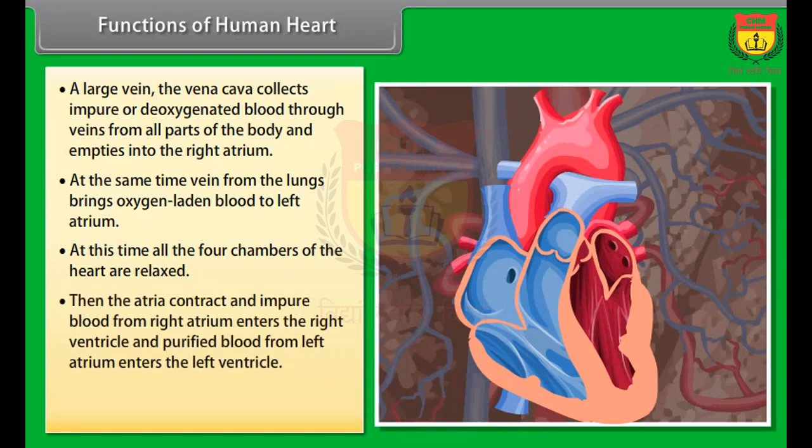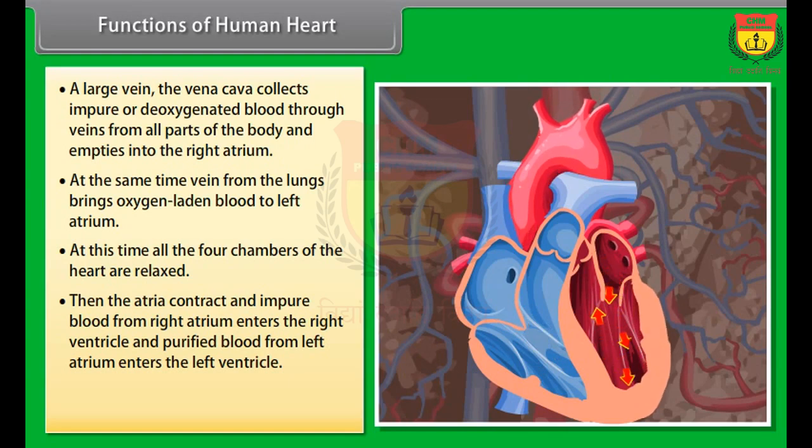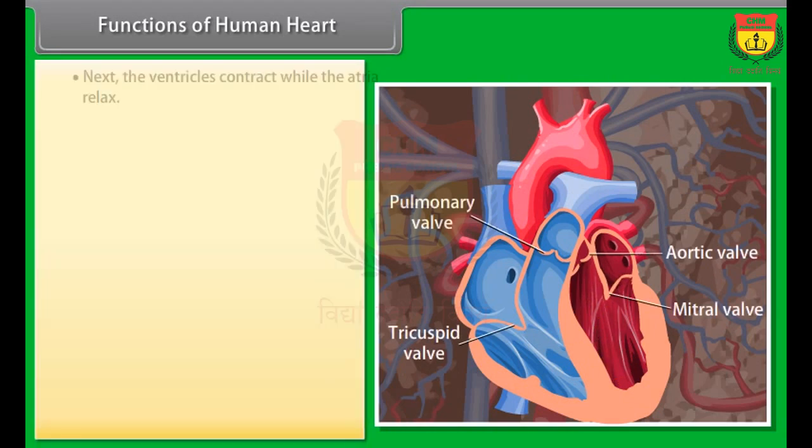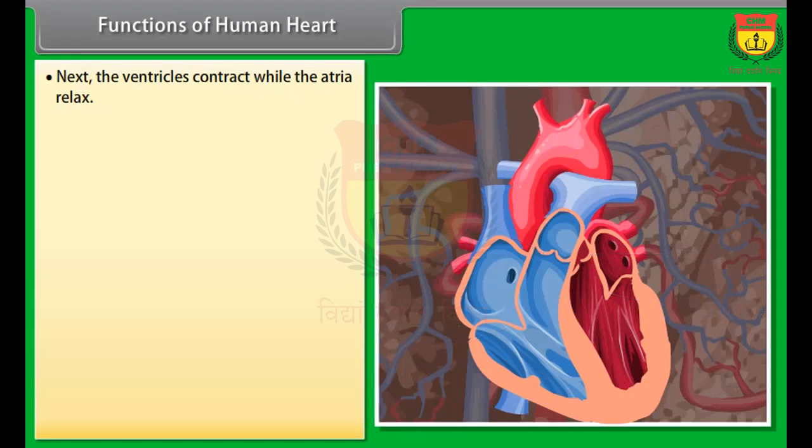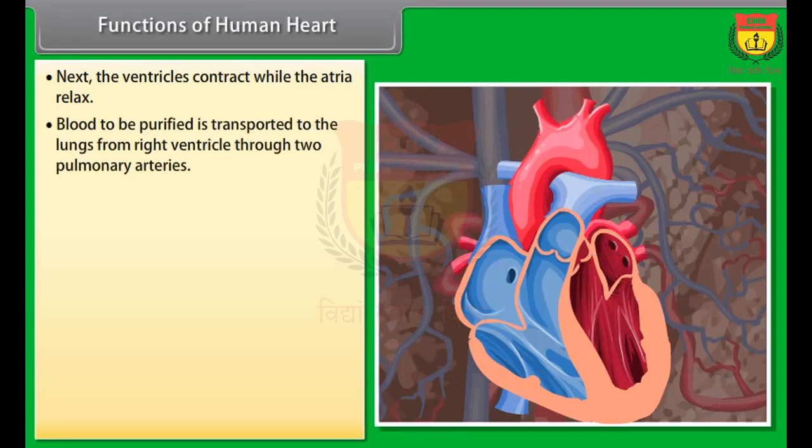Then the atria contract, and impure blood from right atrium enters the right ventricle, and purified blood from left atrium enters the left ventricle. Valves within the heart prevent blood from flowing back. Next, the ventricles contract while the atria relax. Blood to be purified is transported to the lungs from right ventricle through 2 pulmonary arteries.